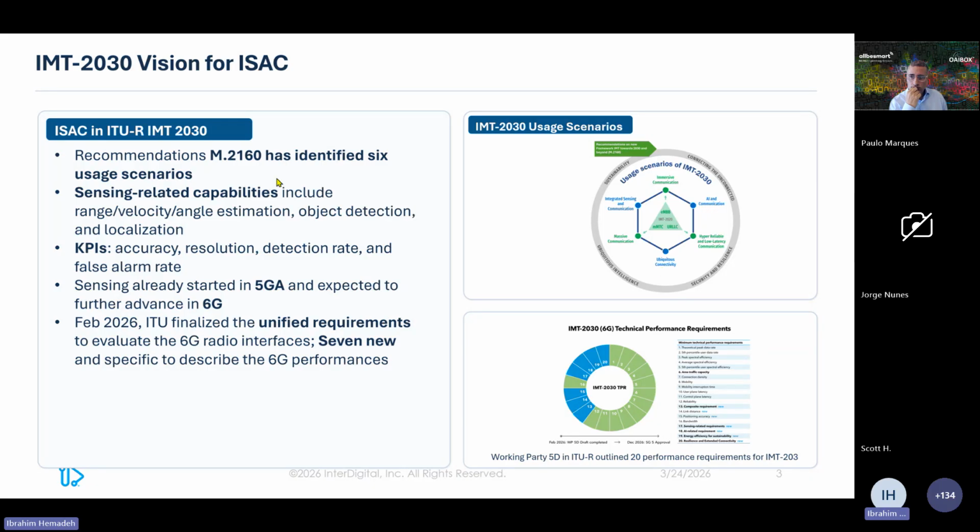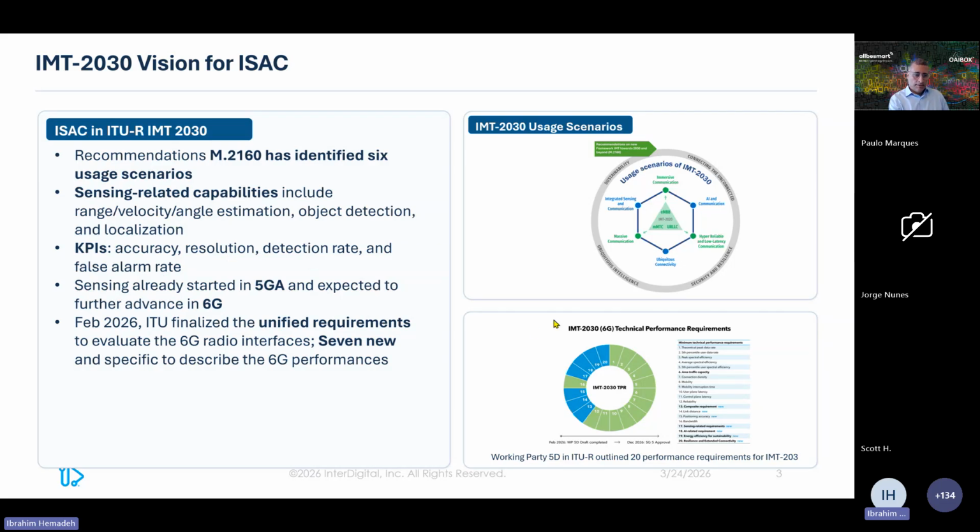And this framework basically introduced new sensing capabilities by focusing on sensing, such as range estimation, velocity estimation, angle estimation, and also some sensing measurements, such as the accuracy, the resolution, the detection rate, and so on.